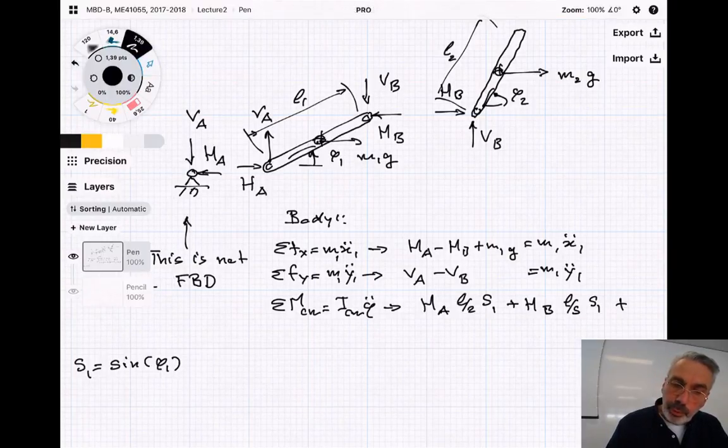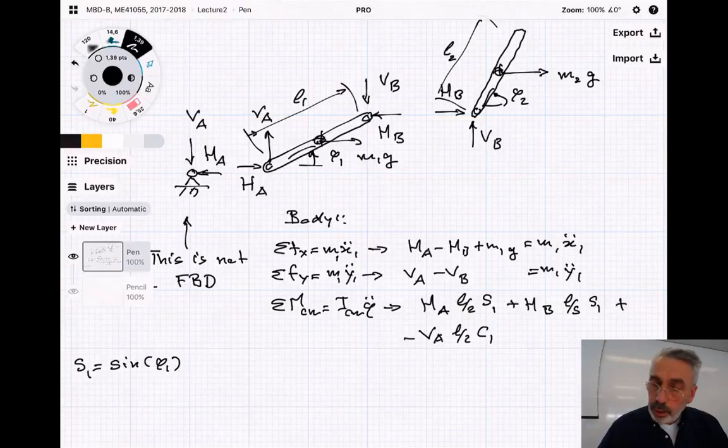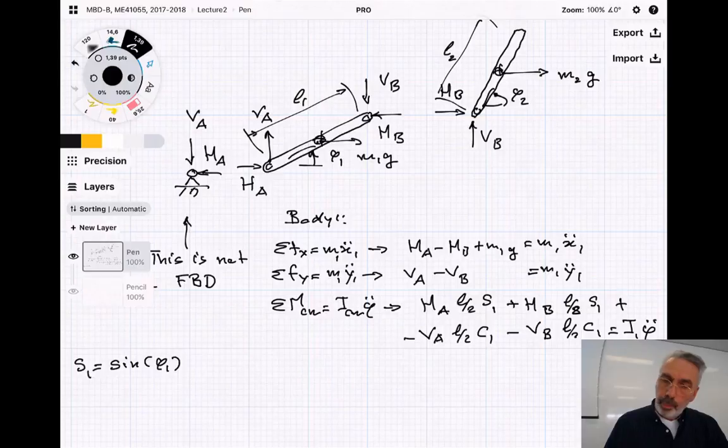So, okay, back to this plus. Now we have to do the vertical forces, of course. Now VA and VB, they are minus, yeah? So minus VA L over 2 cosine 1, now it's the other arm, minus VB L over 2, cosine 1. And gravity, no contribution, gravity acts at the center of mass, so no torque at the center of mass. So that's I1 phi double dot. Okay, so that is simple.